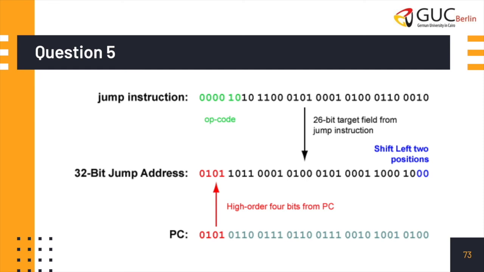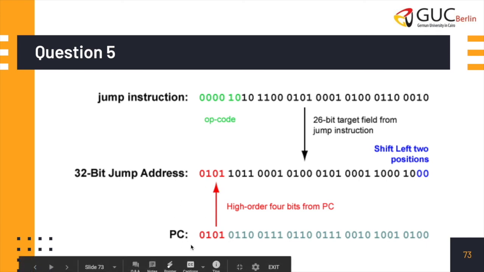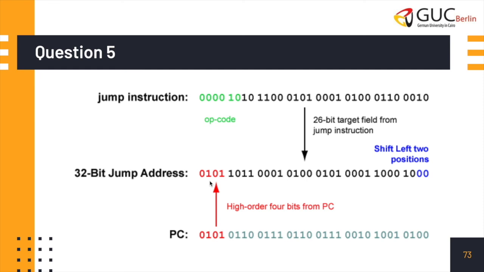Now we have a 28-bit address. Still there are 4 bits remaining to create a 32-bit address. From where do we get the remaining 4 bits? They are the most significant 4 bits of the program counter. We'll copy them and concatenate them to be the most significant 4 bits of our jump address, and this entire address will become the address I want to jump to.